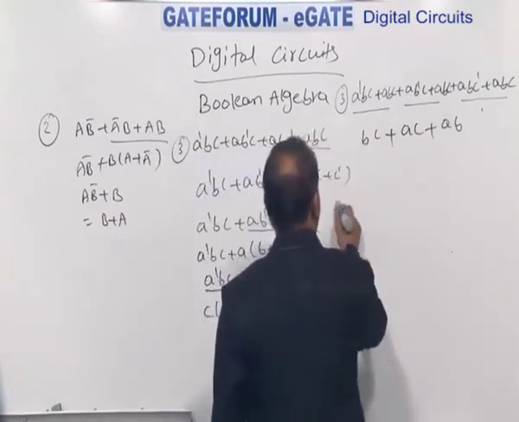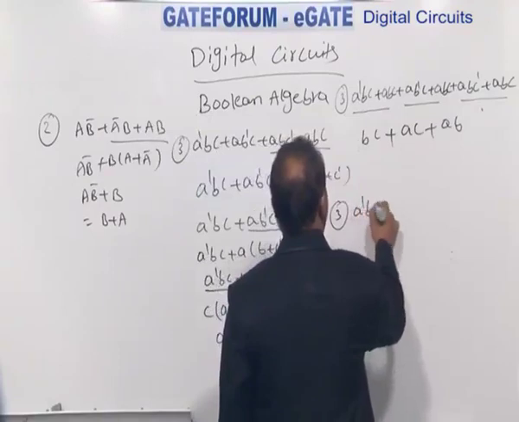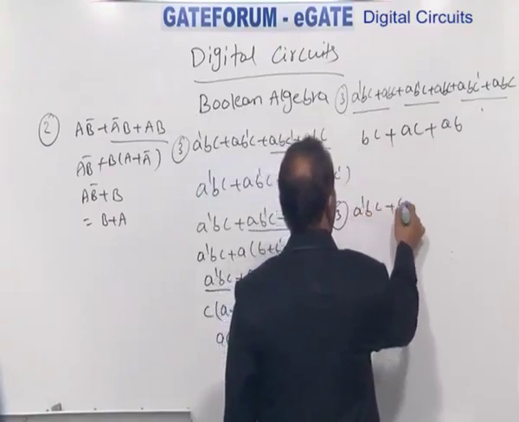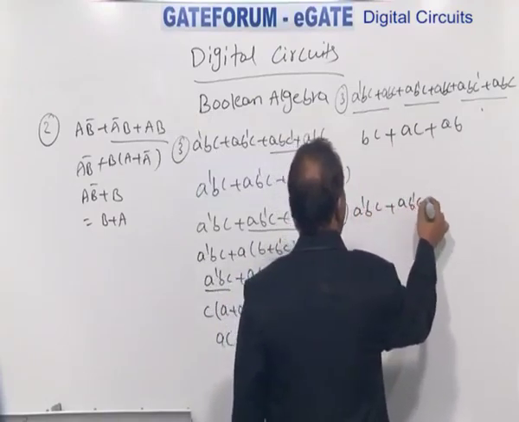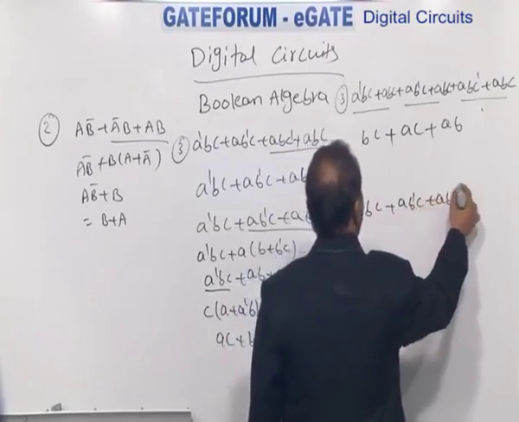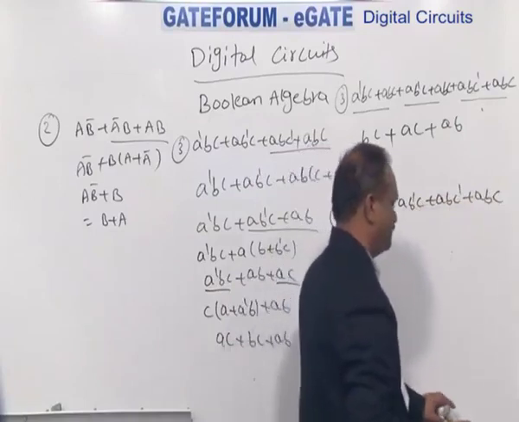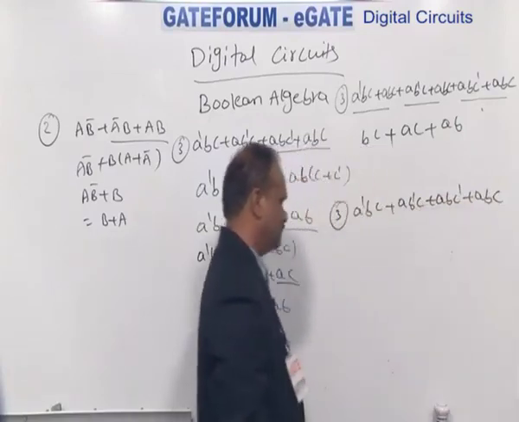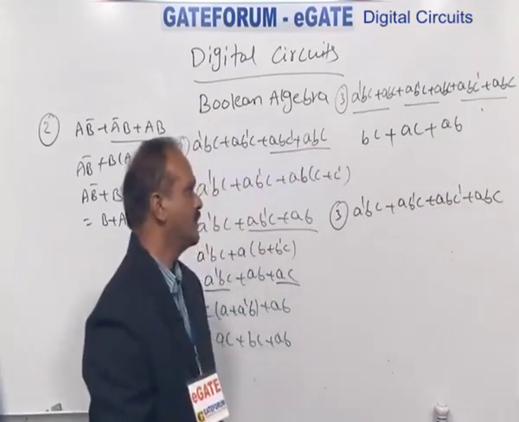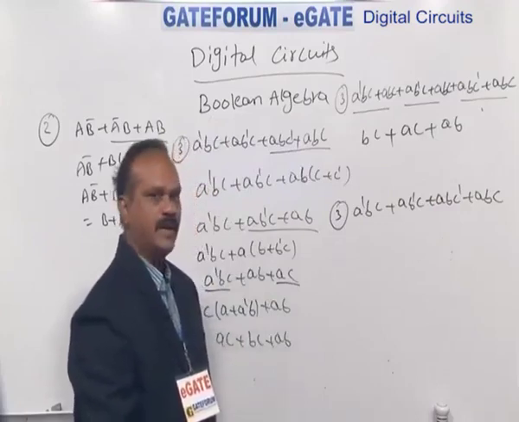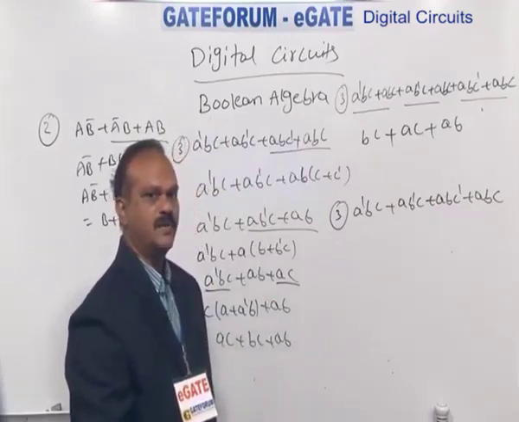Now the same third question, let us see how to solve in a different way. Let us call that a shortcut method: AB bar C, ABC. So now we are going to solve this problem in the shortcut method.